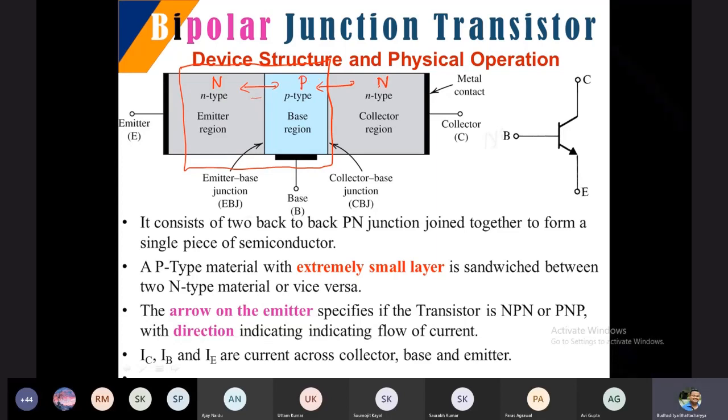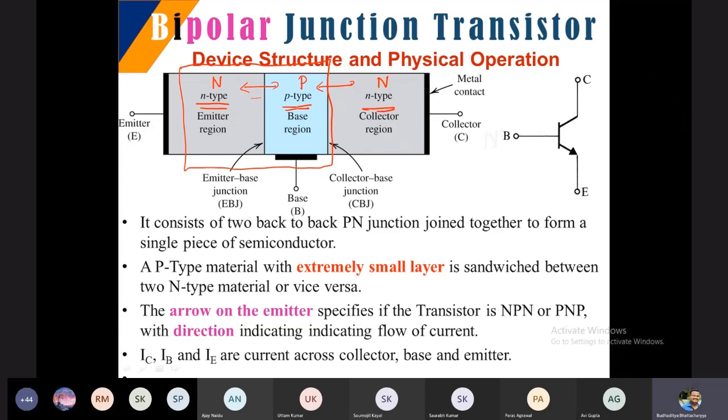That's the short form of it. If you remember, N stands for the electron majority, P stands for holes majority, and capital N is again indicating the electron concentration. If you observe, N type is mentioned over here, and this is N type also, and there is a very important P type material also. So it's a sandwich of the three.